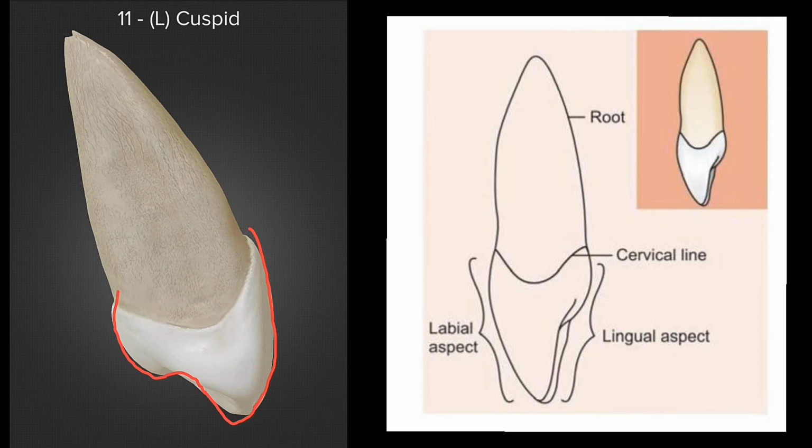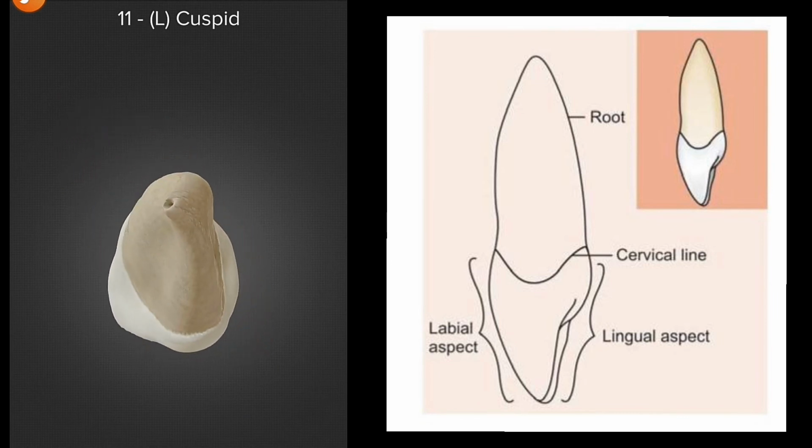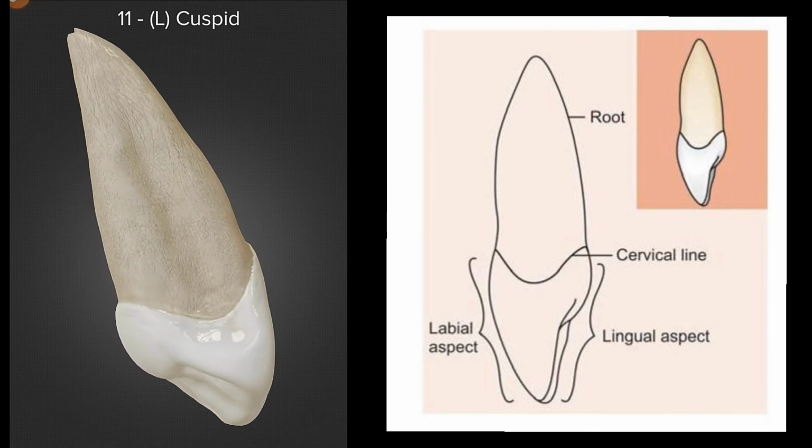And also root is conical with blunt apex. So if we see the root, it is conical in shape and the apex is blunt. And also mesial surface of root shows shallow developmental grooves. So on the mesial surface somewhere here it shows a shallow structure, and this is the mesial developmental groove.